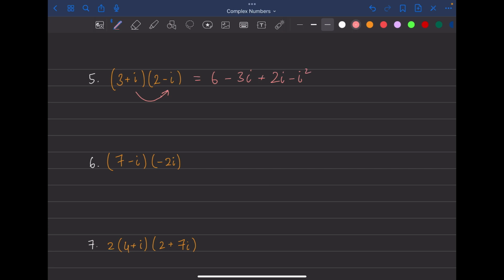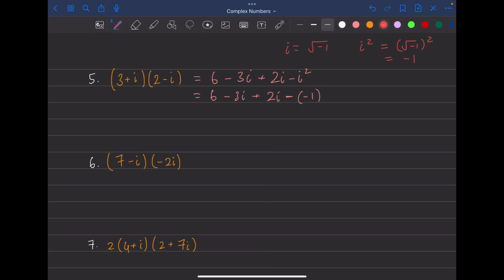Okay, let's pause here for a second. We do know that i is equal to the square root of -1. If you square i, this will be the square root of -1 all squared, which is equal to -1, right? So in theory, this i squared is equal to -1. So let's substitute that. We have 6 minus 3i plus 2i, and then minus -1. This minus is this over here, and then the i squared is the -1.